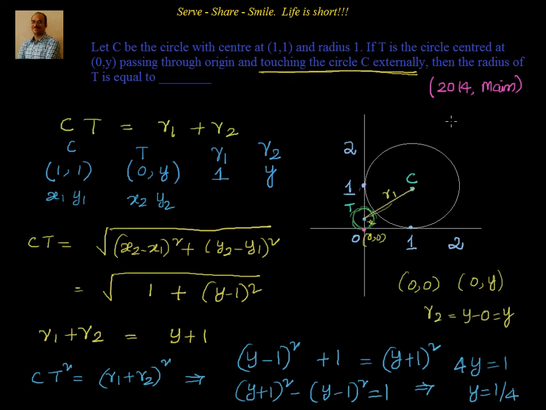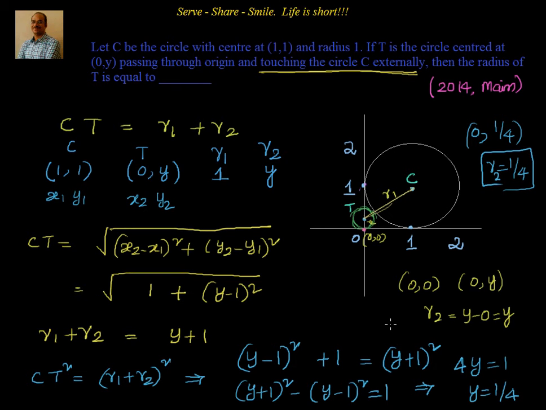So the center of the circle is (0, 1 by 4). Also the radius is equal to 1 by 4, which is nothing but R2. R2 is equal to 1 by 4.